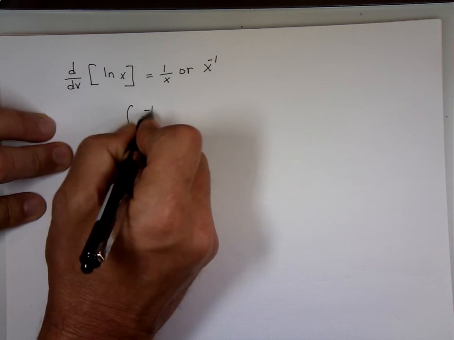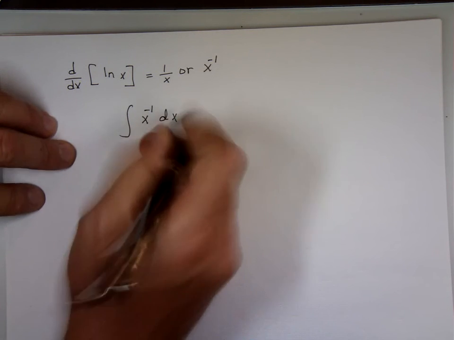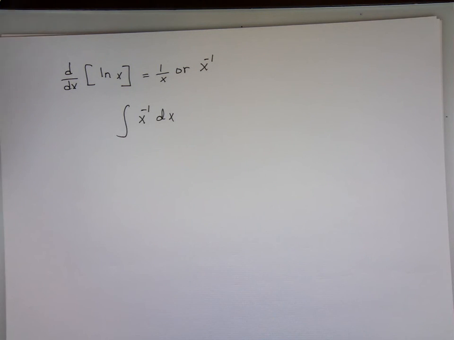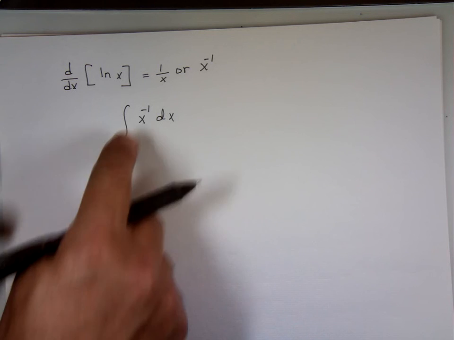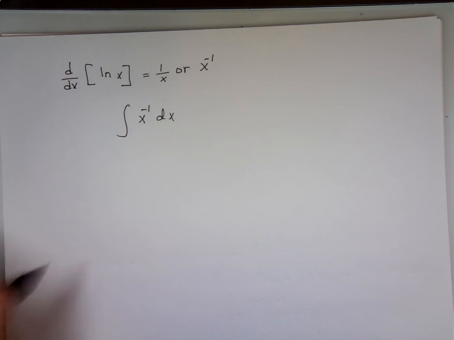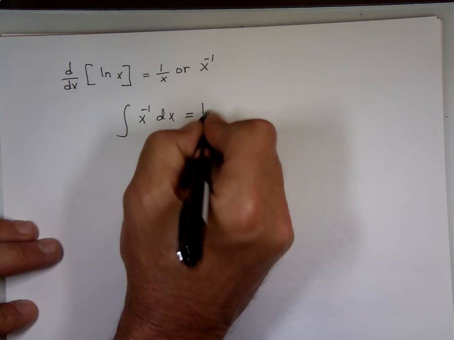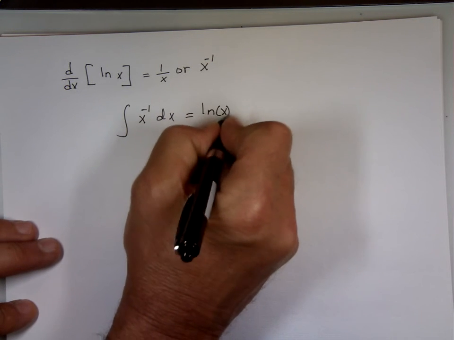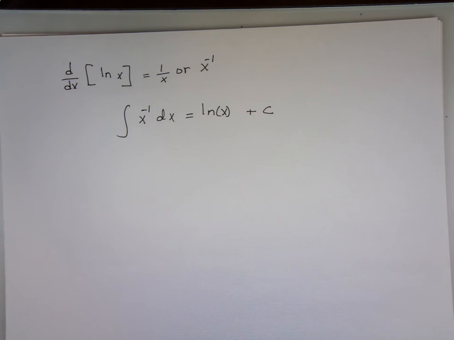We told you can't use this rule. You can't just add 1 to the power and divide by the new power when n is negative 1, because you'll be dividing by 0. So what's the answer? Who has a derivative equal x to the minus 1 or 1 over x? It's the natural log. So when n is a negative 1, the answer is the natural log of x.